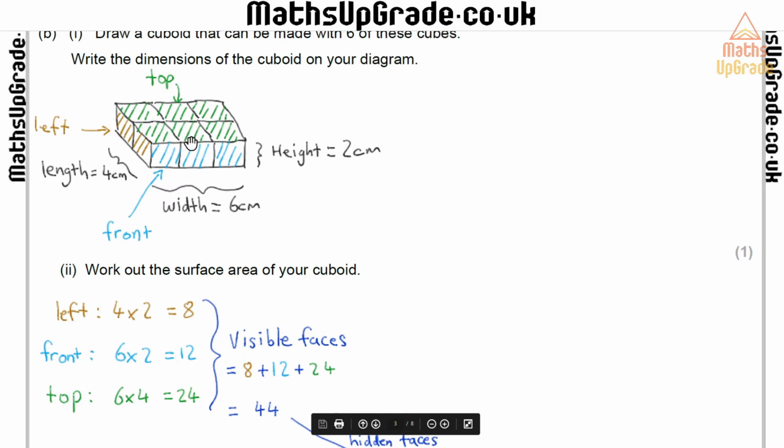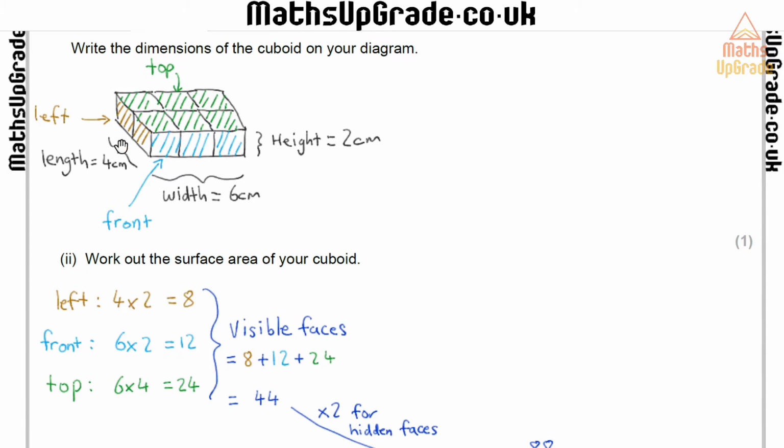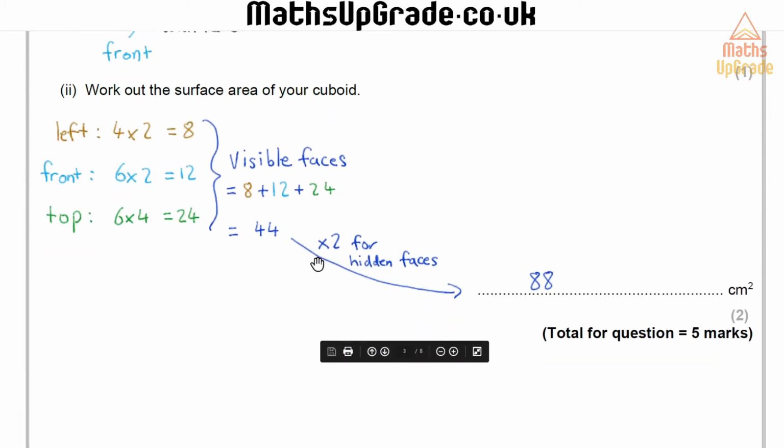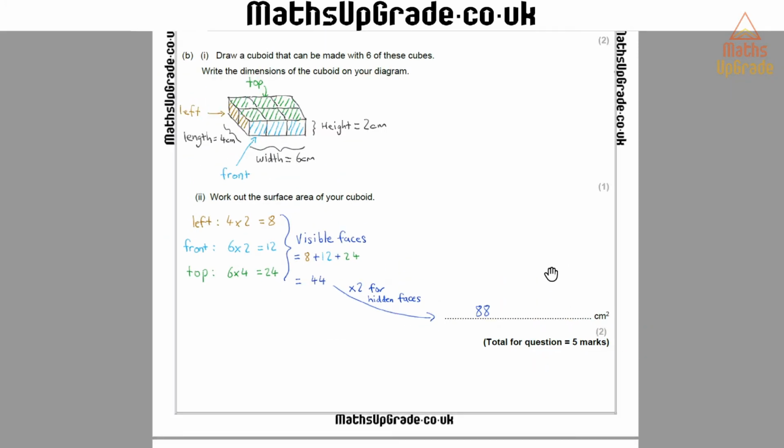Now there are also the same number of faces which are invisible, which are behind this diagram, on the other side, which you cannot see. So since they're identical to the visible faces, we just need to double this, and that would give us the total surface area of that cuboid, and that is therefore 88 centimeters squared. And that would be the 2 marks for that question and 5 marks overall for the entire question.